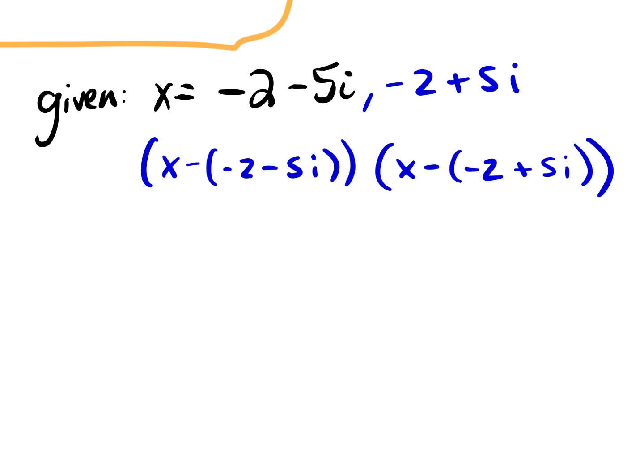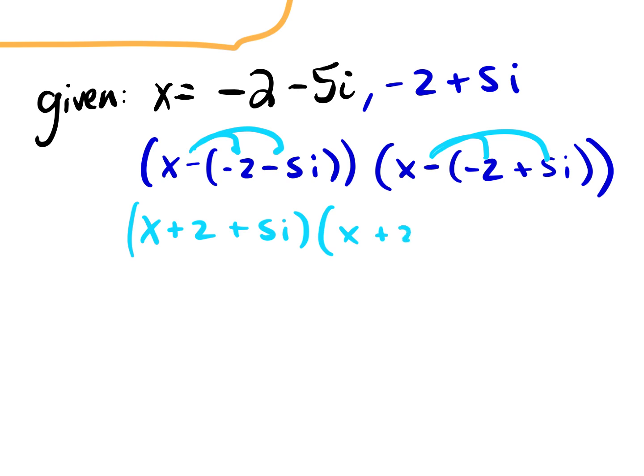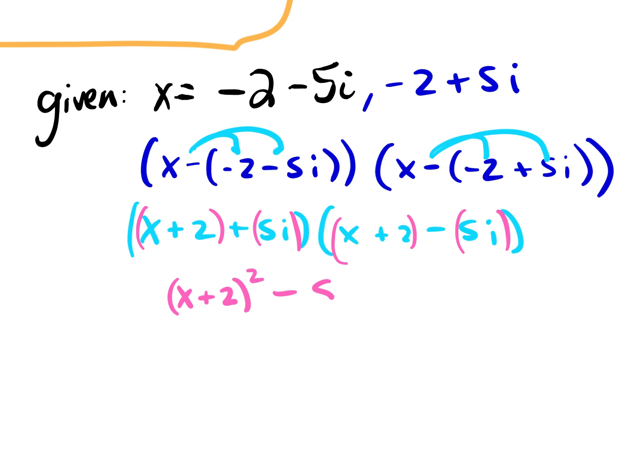So when I'm multiplying all of this out, what should I do first? Distribute the negative. So x plus 2 plus 5i and x plus 2 minus 5i. So these are conjugates. My first term is that x plus 2, and my second term is the 5i. So when I FOIL these out, my shortcut is my first term squared, so x plus 2 squared minus 5i squared.